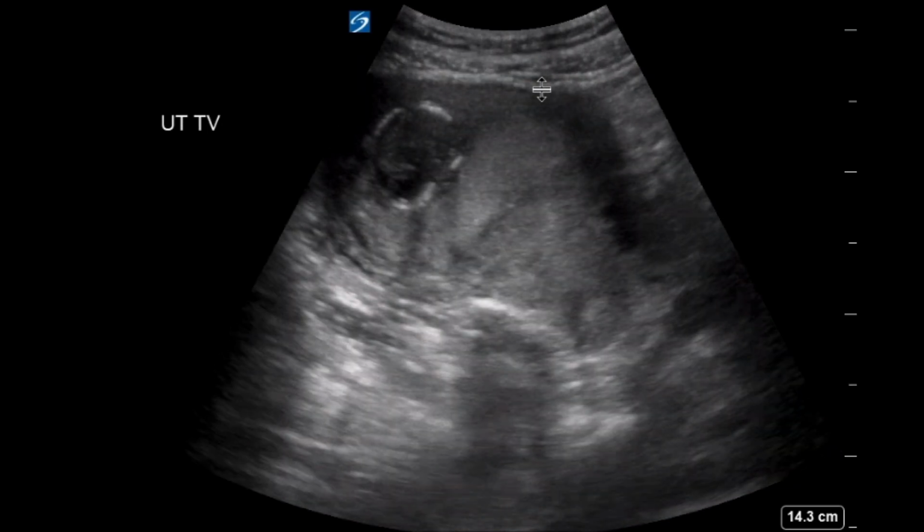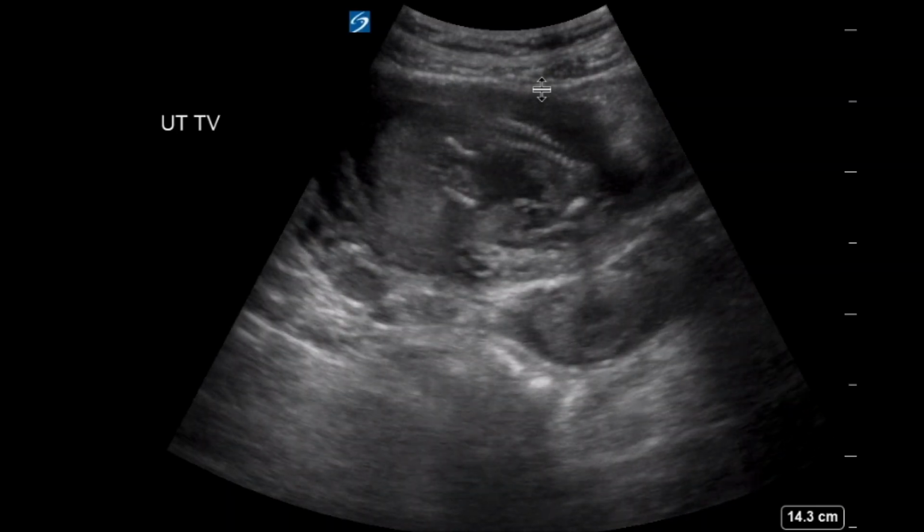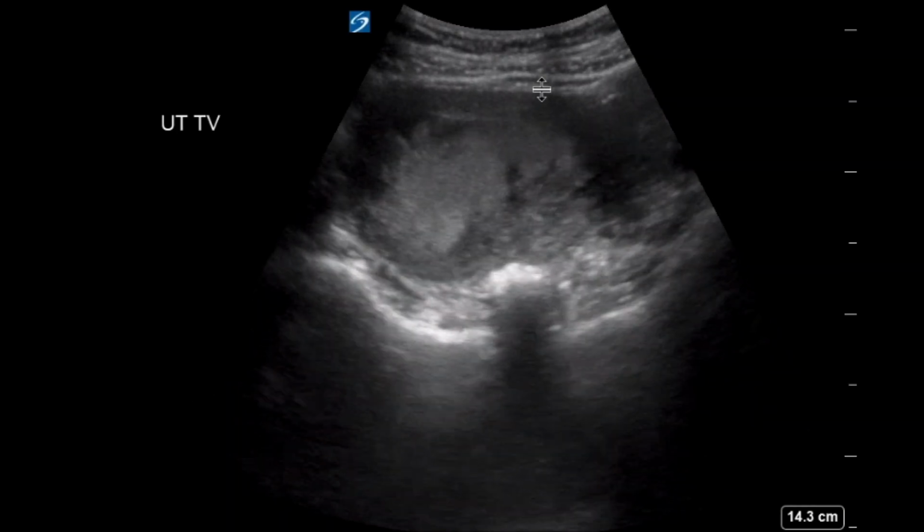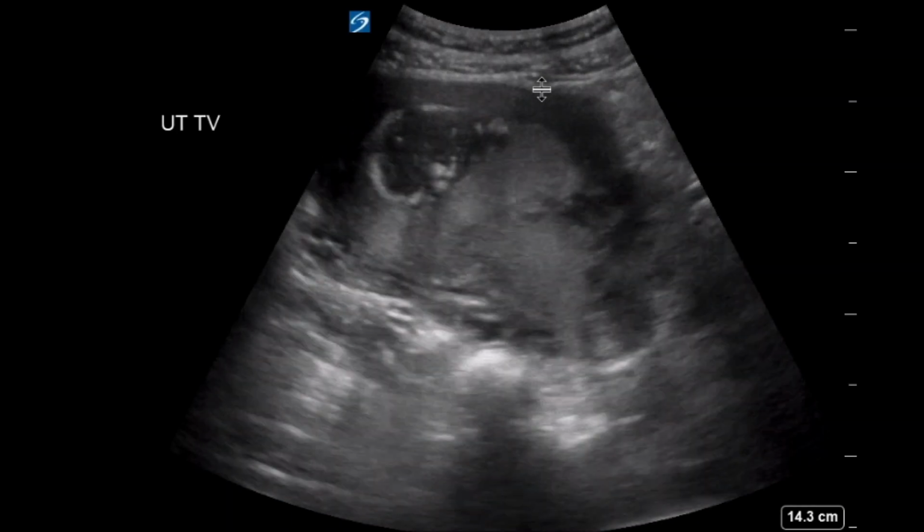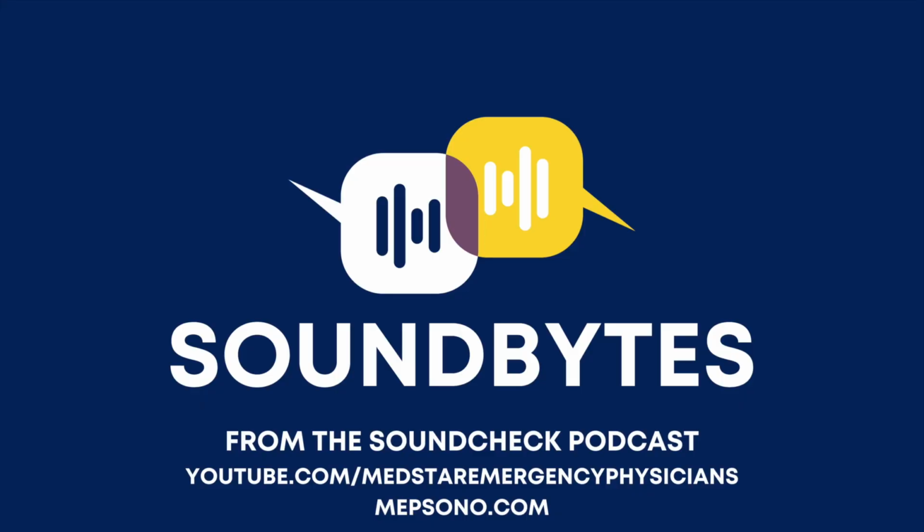What's the diagnosis here? So for this case, this would be preterm premature rupture of membranes, or PPROM. Exactly.